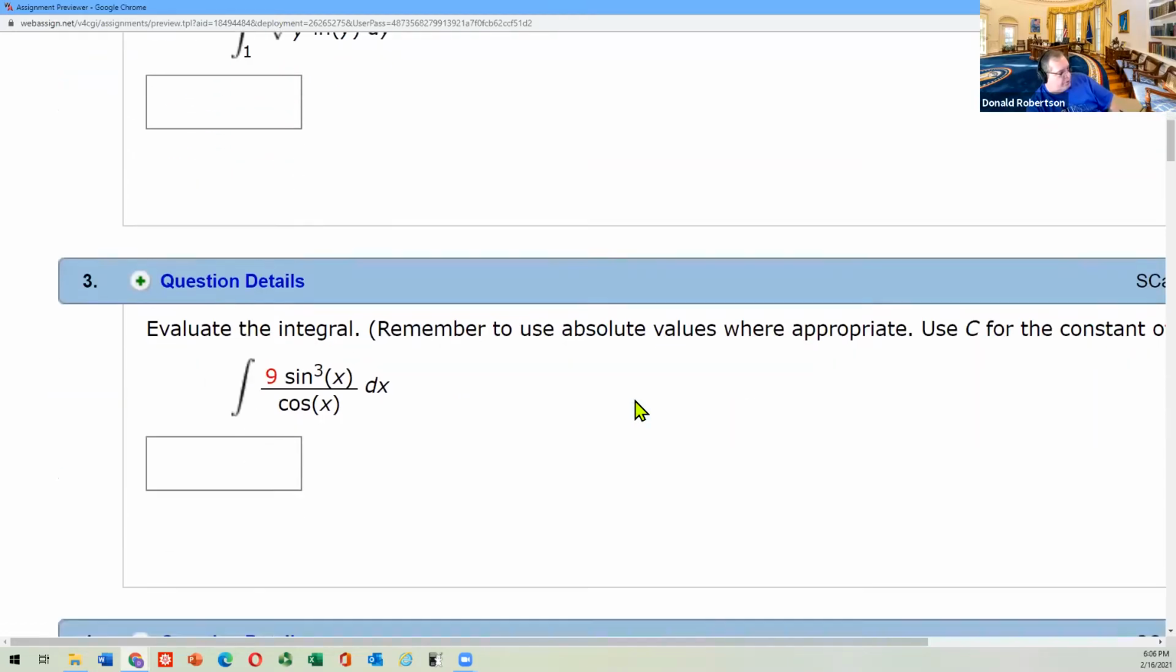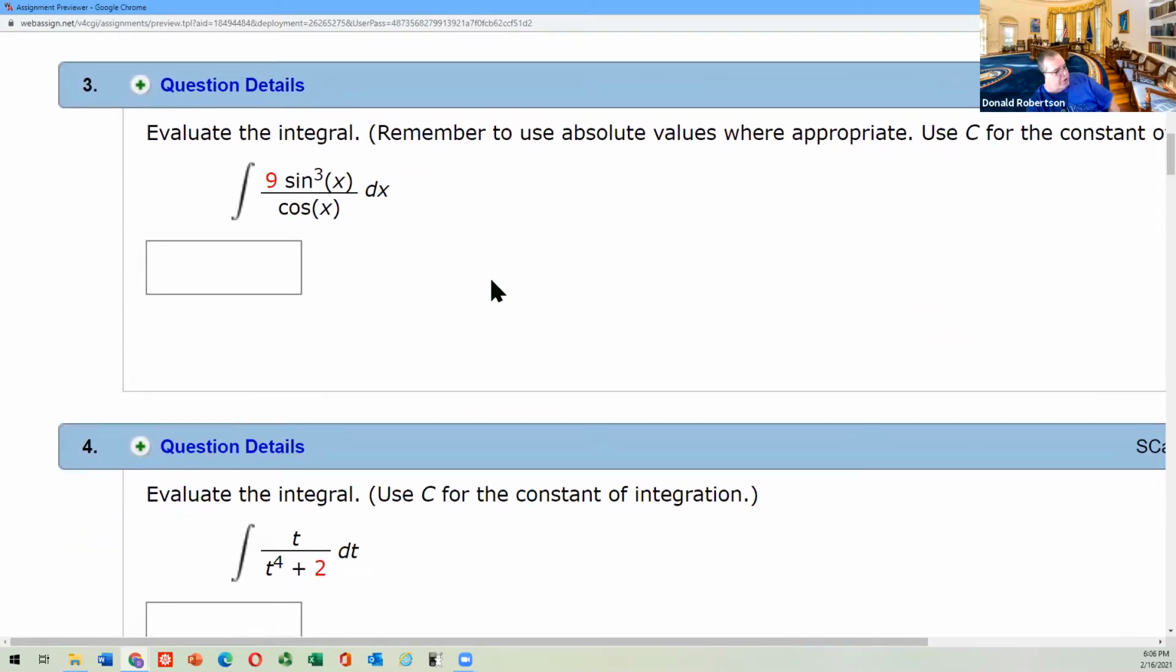It works. If you're doing 3, it would be a u sub. What would the u sub be in question 3? Think simple before you go hard. Would it be cosine? It would be. Okay, you're going to be left with a sine squared, but that turns into 1 minus cos squared, and that becomes 1 minus u squared. So it does work.